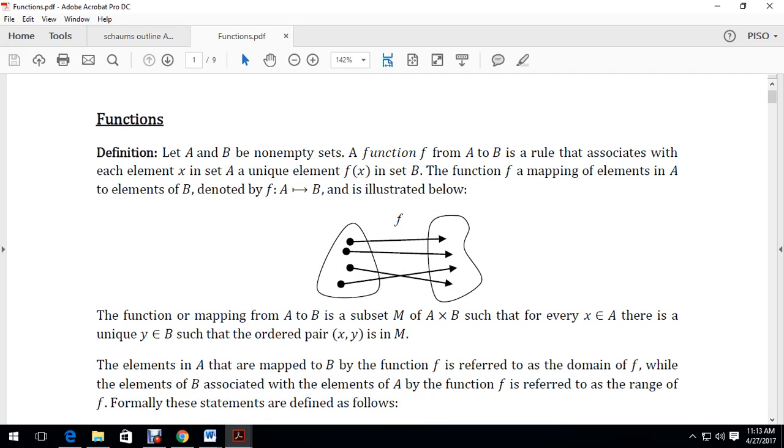Welcome everyone to another video lecture series on mathematics. So today's discussion will be on functions. Now, let us first define what a function is, and eventually we will be building up on the properties of functions and the operations on functions.